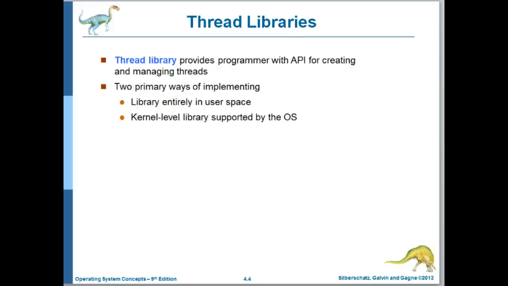So as we already know, a library provides an API for programmers. And thread libraries, user thread libraries will be implemented in user space. So no kernel mode code. Kernel threads will be implemented in a kernel level library with the code running in kernel mode through syscalls.